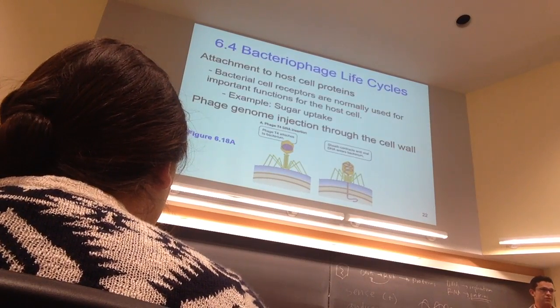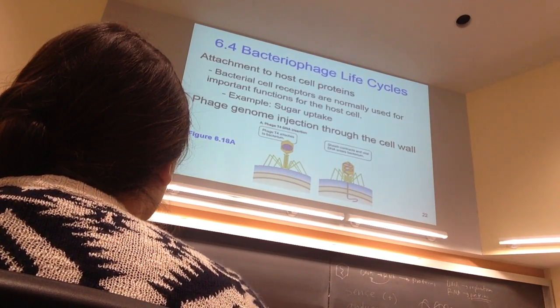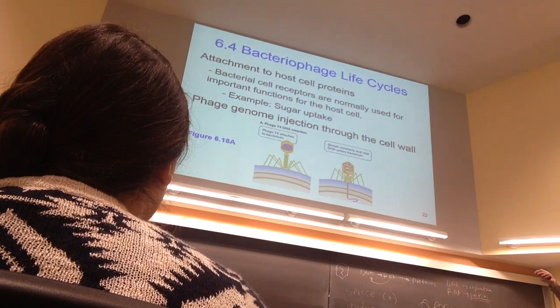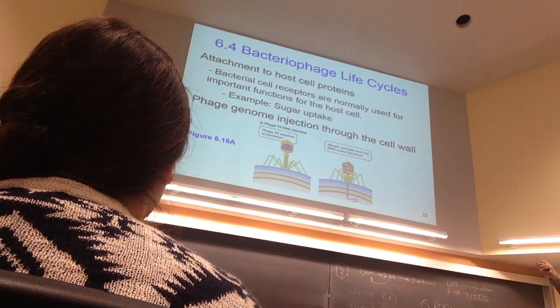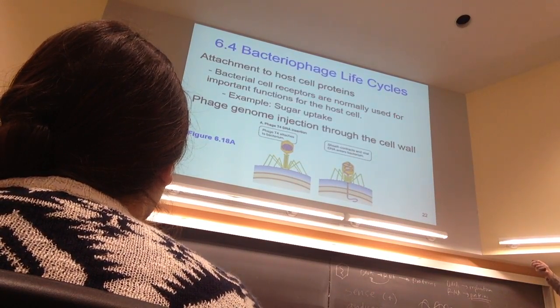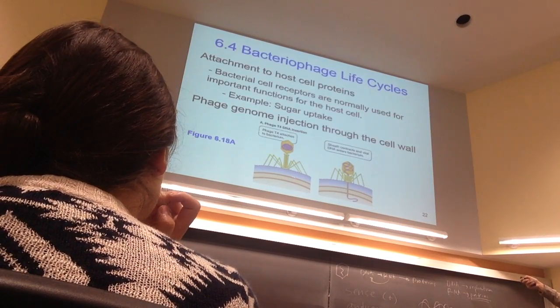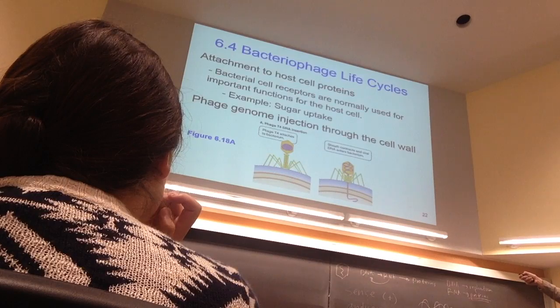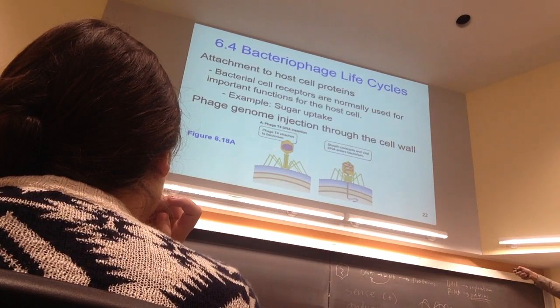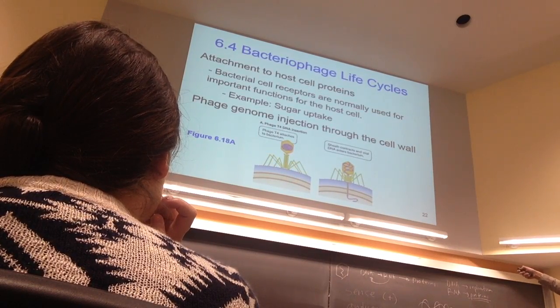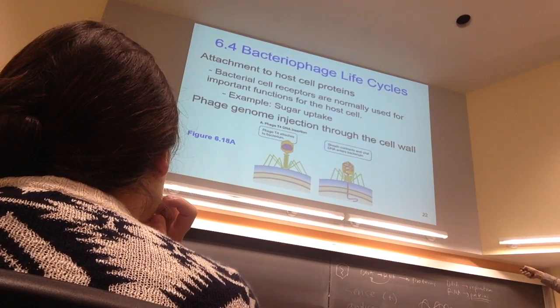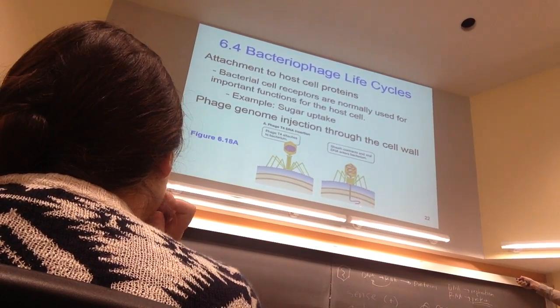So using bacteriophages as an example, this is basically what happens. Bacterial cell receptors are normally used for functions like the uptake of sugars. So this is a T4. It attaches to a bacterium. Once it attaches and it's anchored by these other structures, then the DNA is injected into the cytoplasm.